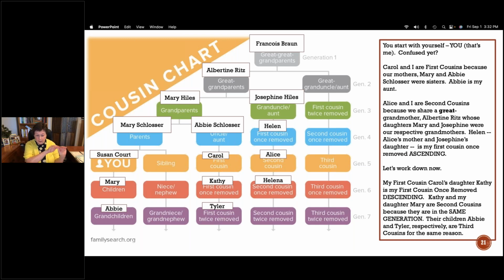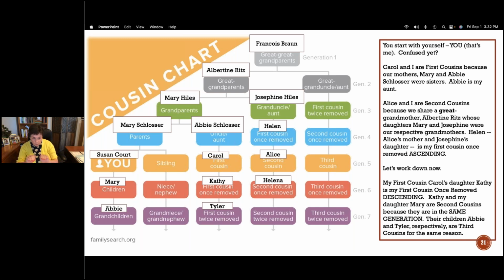If you go straight across to the right, you will see that Carol and I are first cousins because we share a grandparent, Mary Hiles, whose daughters, Mary and Abby Schlosser, were our mothers. They were sisters. Abby Schlosser was my aunt.